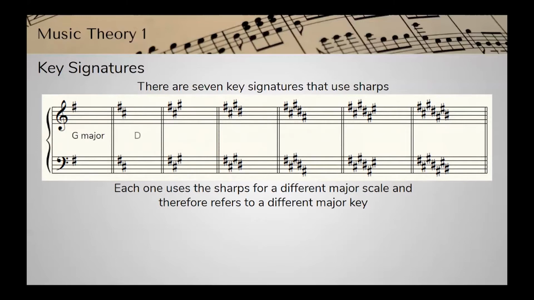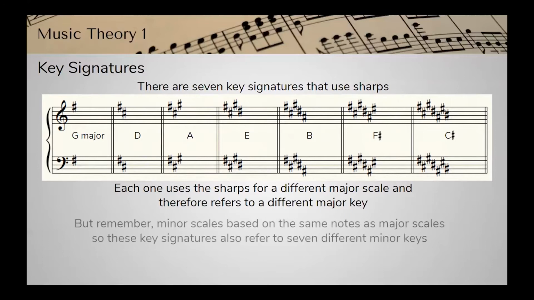So for example, that one with 1 sharp is G major, 2 sharps is D, 3 sharps is A, 4 sharps is E, 5 sharps is B, 6 sharps is F sharp, and believe it or not, 7 sharps is the key of C sharp major.